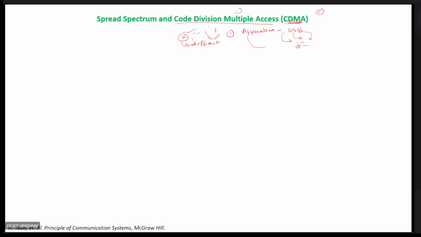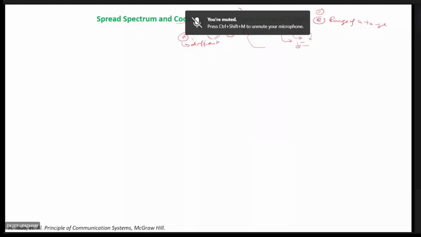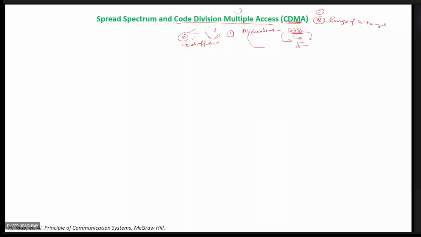Okay, so this is one of the applications of DS spread spectrum, and the second application, which I told you in the last slide, is to find out the range of a target. So that is the second application. I will be discussing both applications for DS spread spectrum. Now, before going to discuss CDMA, you should know what the multiple access techniques are and what the other types of multiple access techniques are. Okay, so to understand that, let us consider three axes.